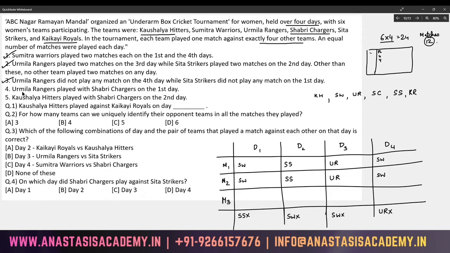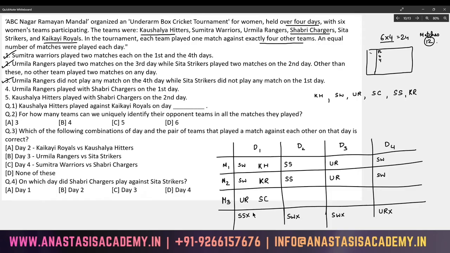Okay. Urmila Rangers played with Shabri Chargers on the 1st day. There are two matches for Sumitra Warriors, but on day one, Urmila Rangers and Shabri Chargers played. I know because one team is out and all 5 teams have to come here. The 2 other teams would be Kaushalya Hitters and Kakai Royals. The matches on day 1 are uniquely known.